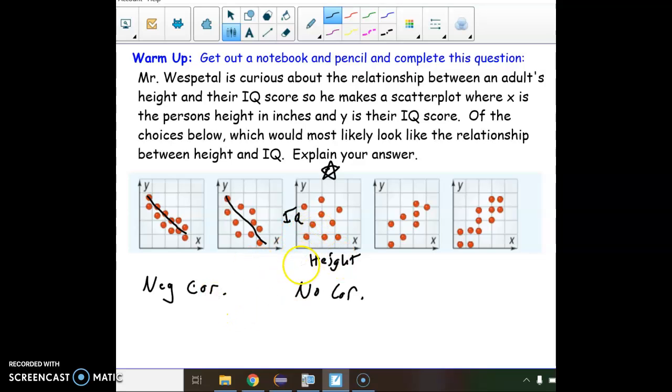Ultimately that would be the point of a scatter plot. If we really wanted to know how these were related, we could plot people's data and then figure out what it looks like. But I'm decently confident height and IQ would be no correlation.